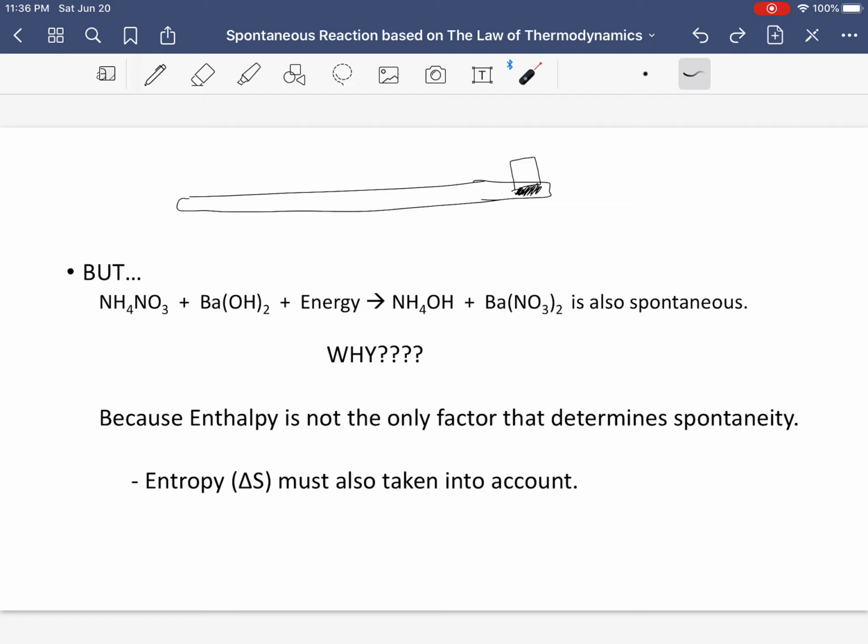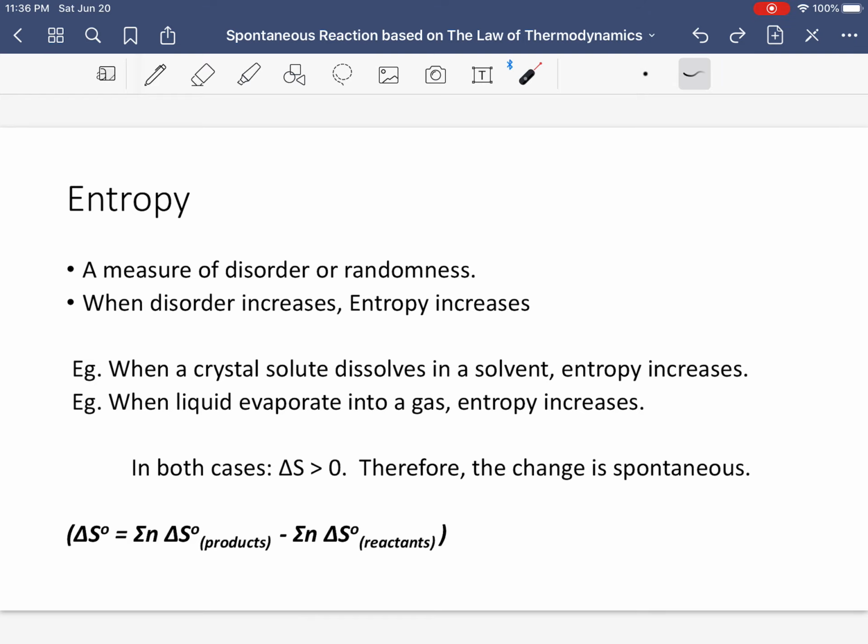Delta S. Okay? I know, another term. Sounds so similar. But yes, enthalpy and entropy together determine spontaneity. The question is, what is entropy? Well, entropy is a measurement of how unorganized or how random something is. Or some people would say how disordered something is.